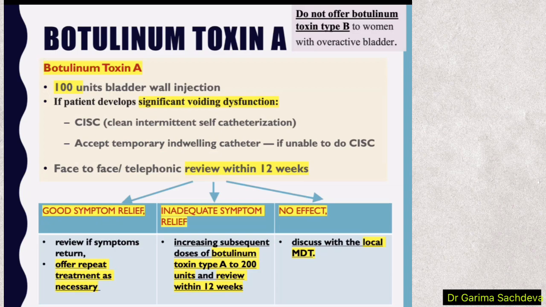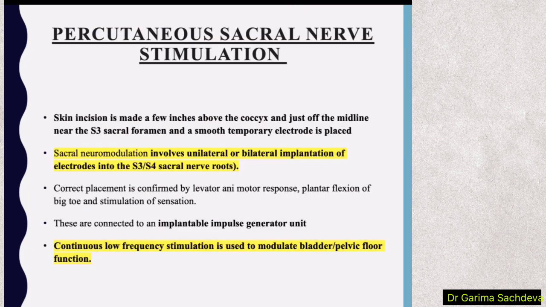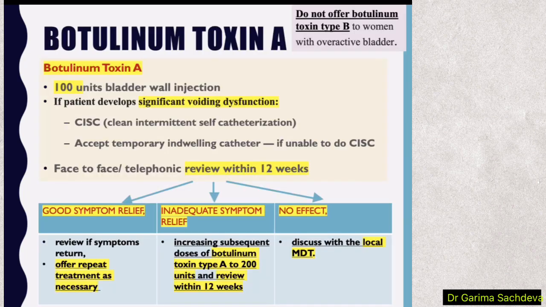You get questions on botulinum toxin A also. They will give you scenarios. If you just remember this chart, you'll be able to answer the questions. So this 100 units is a bolus dose. You give it at various sites, like I told you, 10 units per site, so altogether they are giving 100.